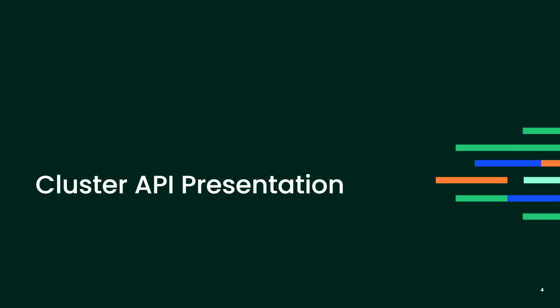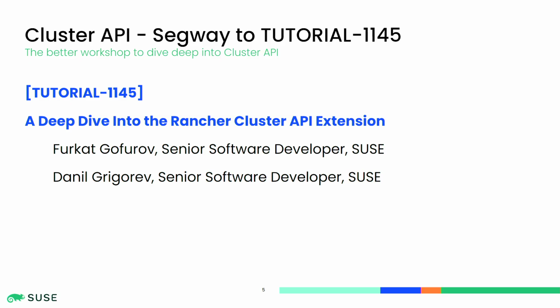So briefly, what Cluster API is. Cluster API is an upstream project from the Kubernetes SIG. It allows you to manage the life cycle of clusters. Yesterday there was a talk from two of our colleagues who were doing a deep dive into Cluster API, so I will be quicker than them, but if you want to get deeper into it, please watch their talk.